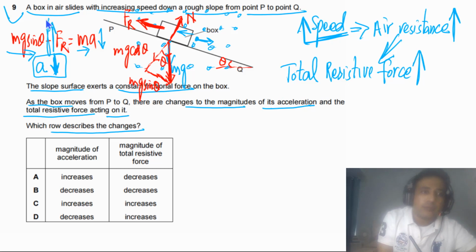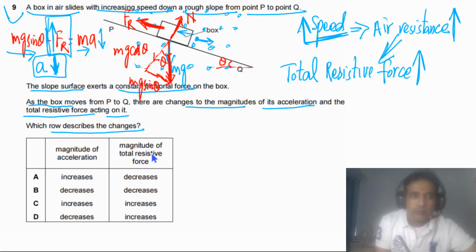How about the resistive force? Resistive force is increasing. So if you look at the given options, resistive force increases, so this can be possible, but this one has to decrease, so this is not possible. Resistive force increase, yes. Acceleration decrease, yes. So if you want to write down acceleration here, you can also write it like this.